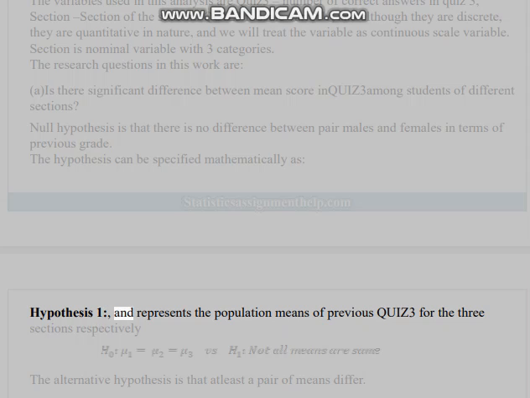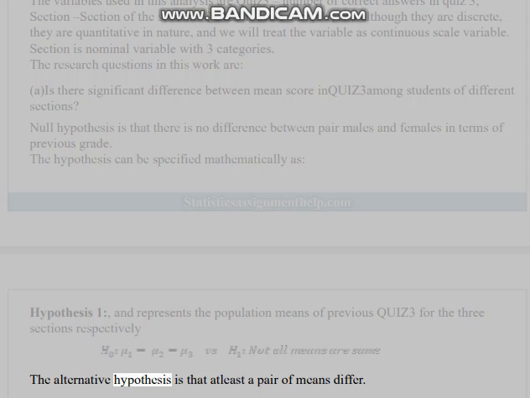H0: mu1 = mu2 = mu3, where mu1, mu2 and mu3 represent the population means of Quiz 3 for the 3 sections respectively. The alternative hypothesis is that at least a pair of means differ. Testing assumptions. The descriptive statistics obtained from SPSS is below.